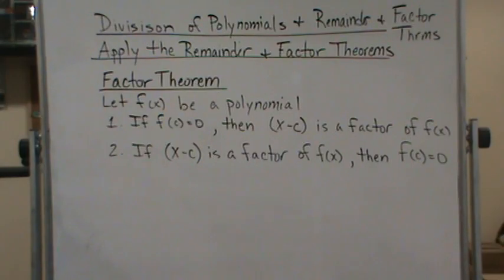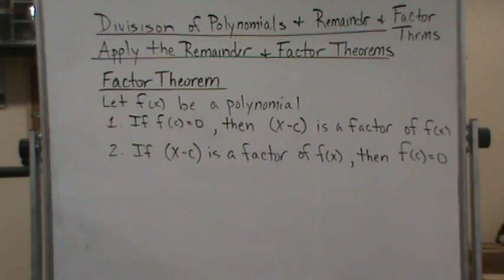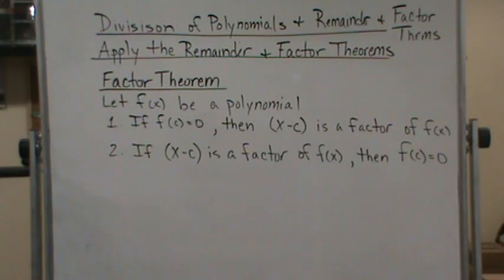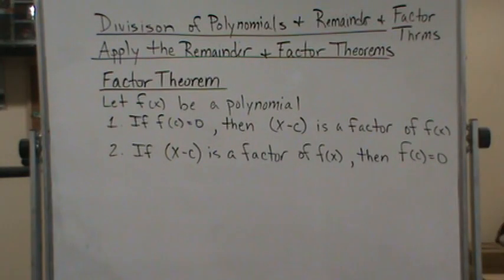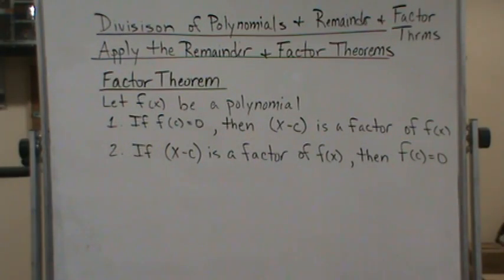But also it goes the other direction. If we know x minus c is a factor of the polynomial f of x, then we also know that f of c has to equal 0. And that's the factor theorem. So we're going to use the factor theorem to help us determine things like factors and zeros and things like that.